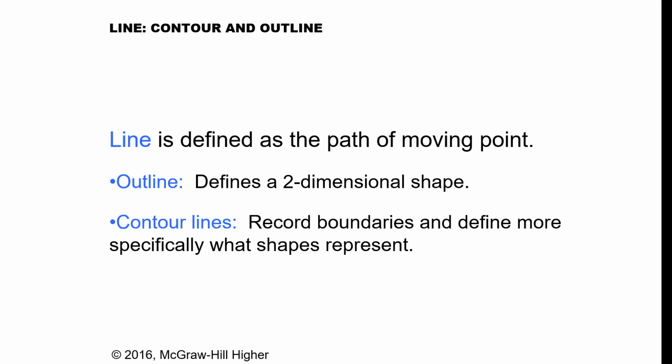Let's start with the most fundamental element, line. Line is defined as the path of a moving point. An outline defines a two-dimensional shape as if it were casting a shadow underneath it, say, and contour lines record boundaries and define more specifically what shapes represent. We might think of this as the path that the eye follows.